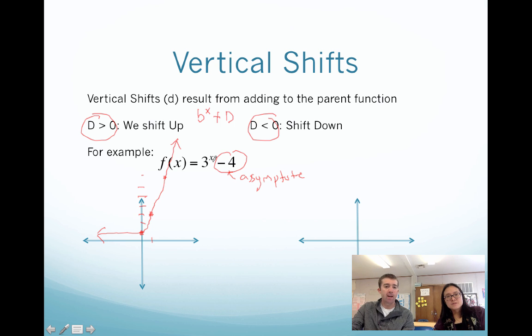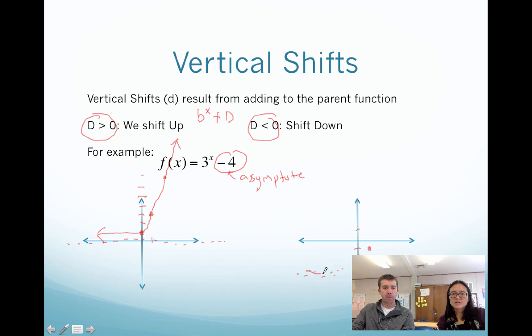Okay, so now we're going to move the parent function down. Let's move everything. So the y-intercept that used to be at 0, 1 goes from 0, 1 to now 0, negative 3, right? Because our asymptote is now here at negative 4. So we're going to move this down to negative 3. And this one that was at 3 is now at negative 1.